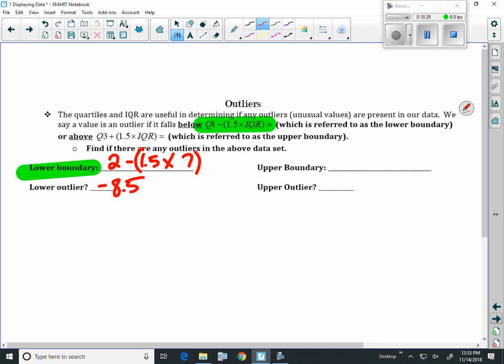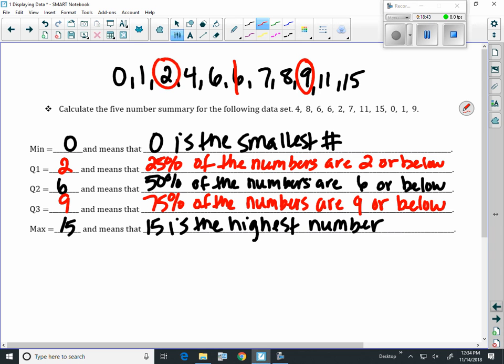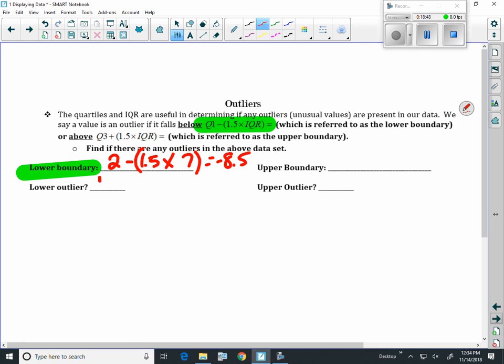Now, here's how we tell if there's an outlier. Is there any data below negative 8.5? No. If we go back to our data set, there's no data below negative 8.5. So that means there's no lower outlier. Did we get negative 8.5? Yeah, negative.